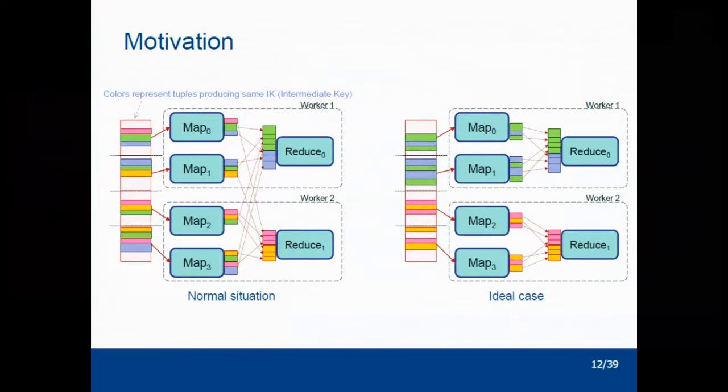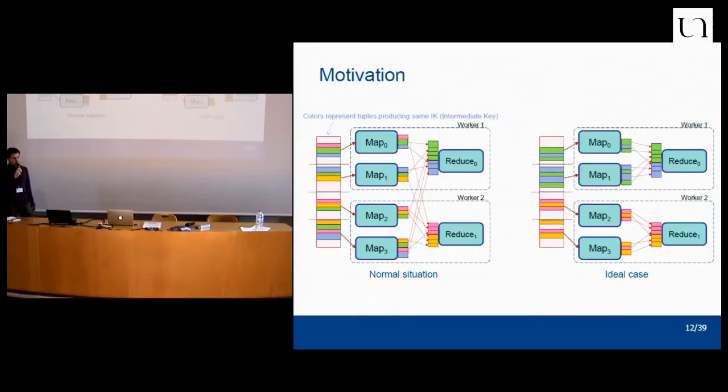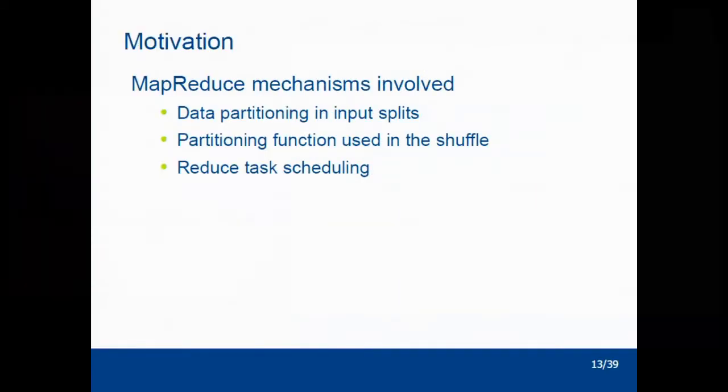So here I show you what I was saying with a figure. In the normal case, in the left part we represent the input, and the color represents the intermediate key produced by each of the input tuples. In the normal case, these tuples are distributed over the output of all the map tasks. So in the shuffle phase, we have to perform a lot of transfers. If we come up with a situation where the intermediate keys are collocated in the same nodes, then we can avoid those transfers. So this is the idea of our solution.